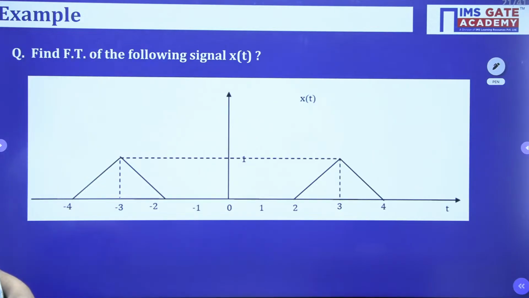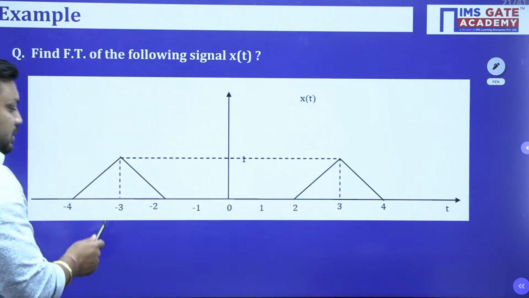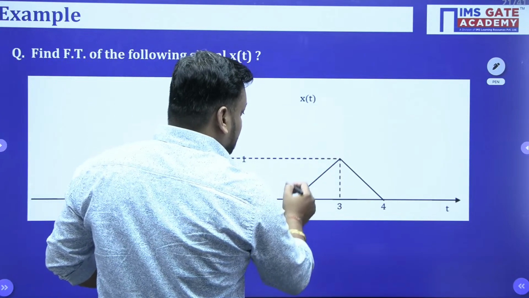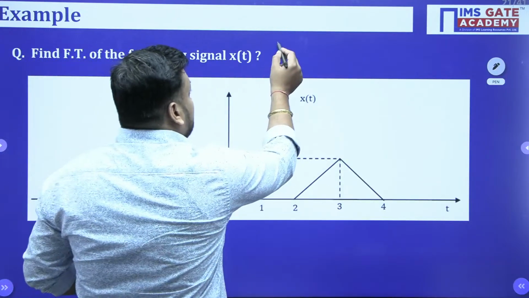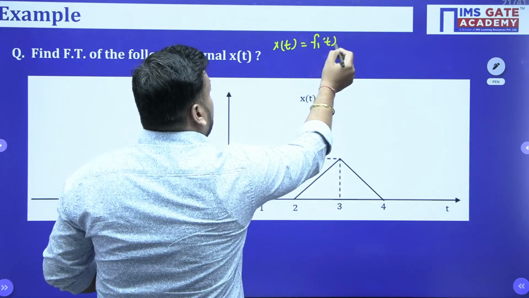Students, here is my triangular pulse. So of course you will say that, sir, this is one of the triangular pulses, this is another of the triangular pulses. So shall I say that if I take this signal as F1(t) and F2(t), then x(t) is nothing but the addition of F1(t) plus F2(t).